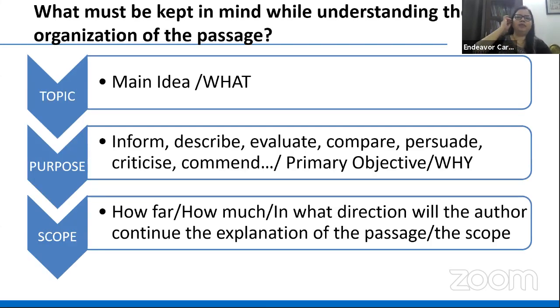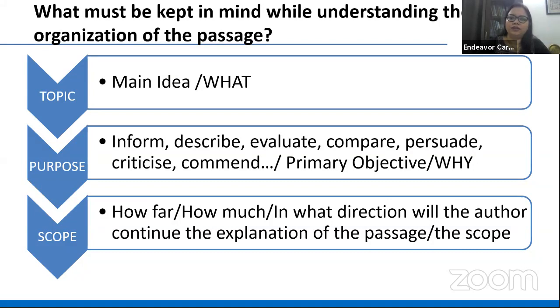What do we keep in mind while understanding the organization of the passage? We keep in mind the topic, the main idea, right? We try to understand what is the main idea that the author is expressing here. The what can even be the subject. The subject is the broader idea. The main idea is the specific detail or specific aspect of the subject that we are covering.